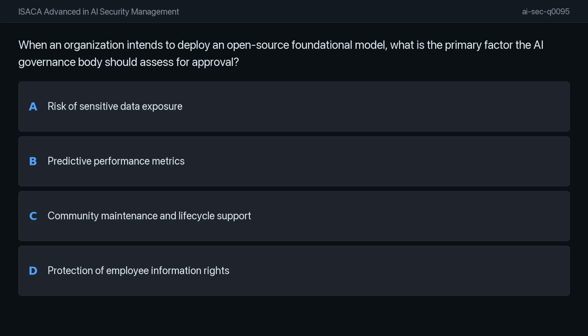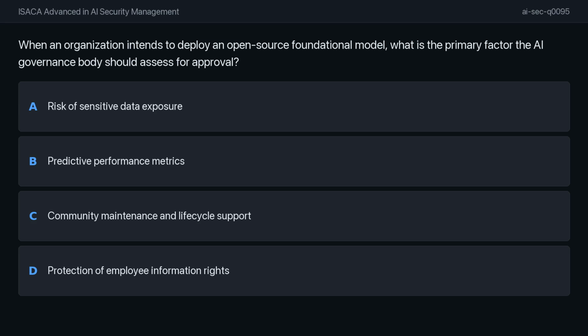Now, what about the other options? Option A, risk of sensitive data exposure. That's an important consideration, but it's not the primary factor in this context. Option B, predictive performance metrics. That's an analytical factor, but it's not the primary factor in this context. Option D, protection of employee information rights. That's a legal consideration, but it's not the primary factor in this context.